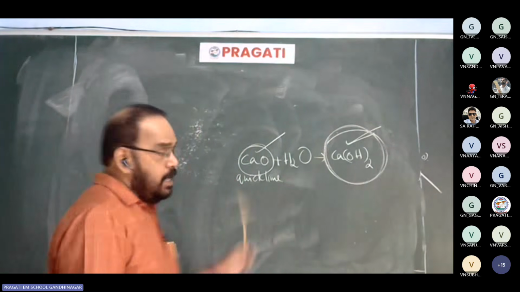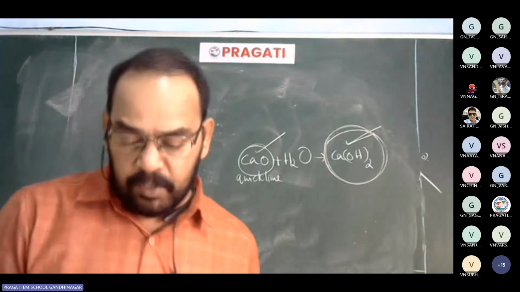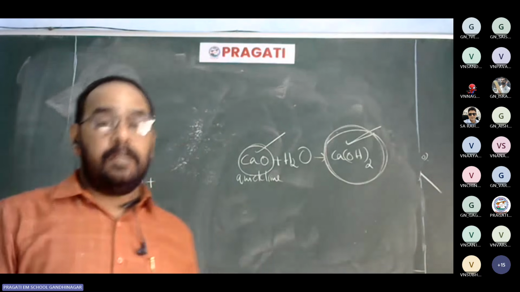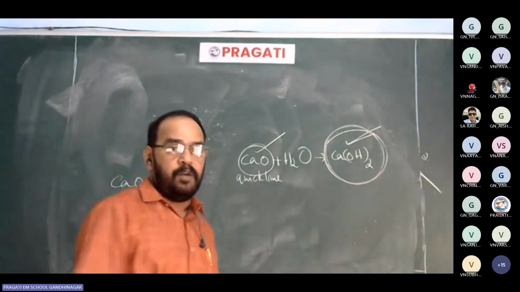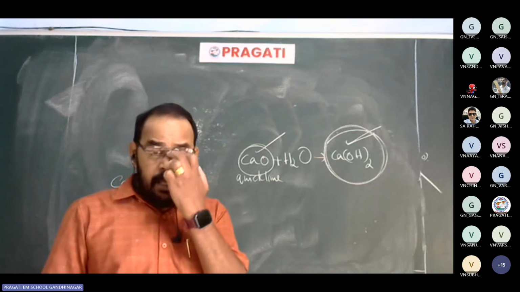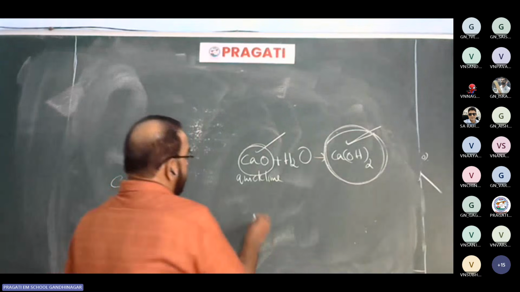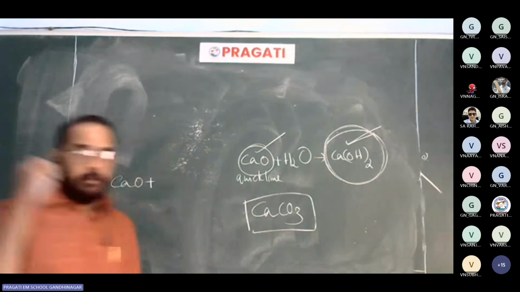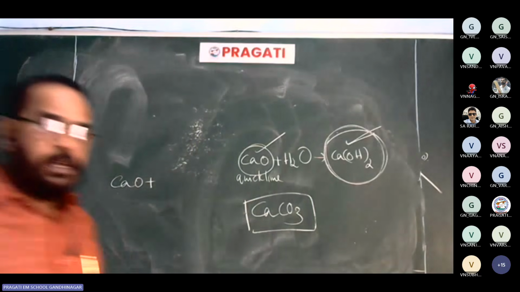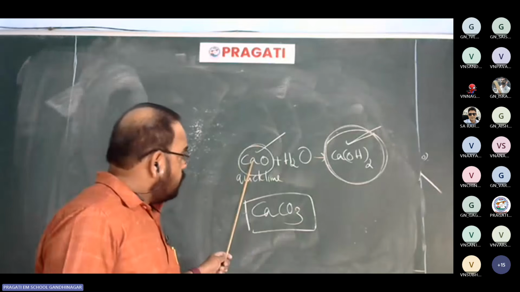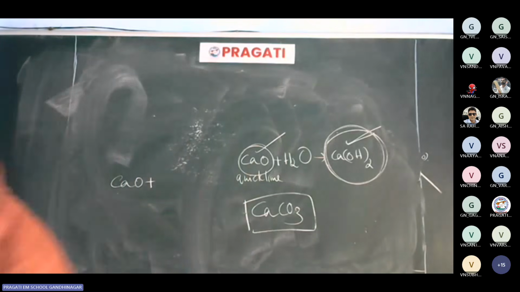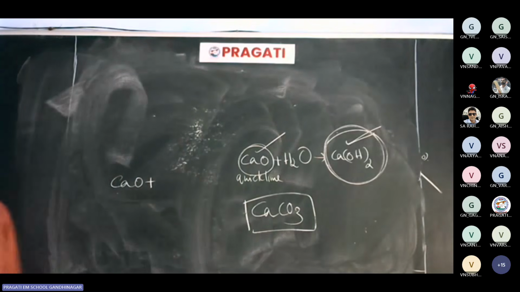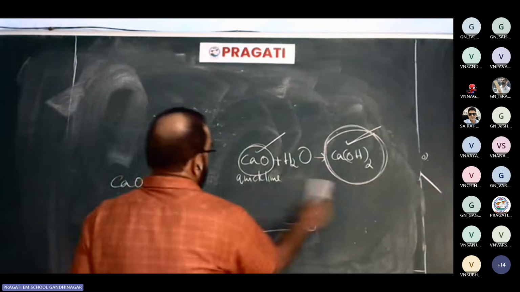What is happening is this calcium hydroxide reacts with carbon dioxide in the atmosphere. Then calcium carbonate will be formed. This calcium carbonate only gives the shiny surface. So first see this question. I said the textbook has that question. All the questions, once you see.